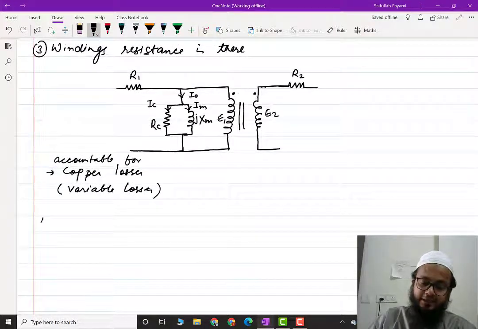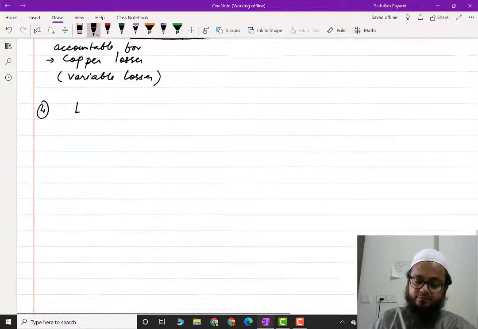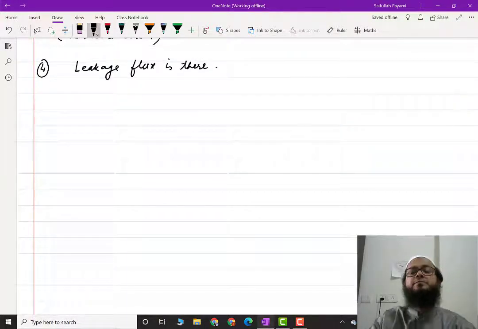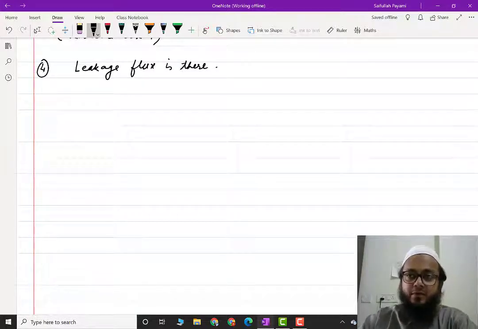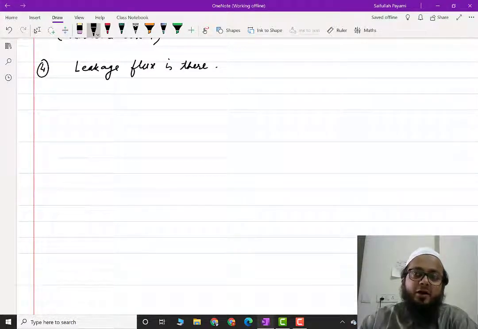Now the fourth condition is that leakage flux is there. So obviously if you load it, the secondary of the transformer, you have energized the primary and loaded the secondary, so some flux from the primary winding and some flux from the secondary winding will also leak out. Not all the flux will actually link the other winding.